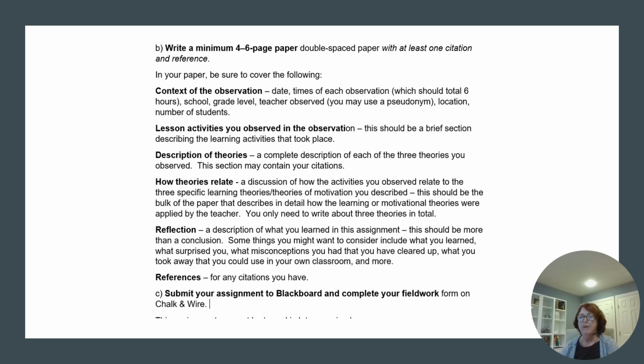Describe the 3 theories in a couple of paragraphs each. What do the theories say? Include enough details that you've hit the highlight or the important things about the theories. And then, this is the most important section. How do the theories relate to what you observed in the classroom? So for example, if you witnessed a teacher using reinforcement and punishment, you could relate that to Skinner's theory of operant conditioning. But you have to be explicit in that section about how it relates.